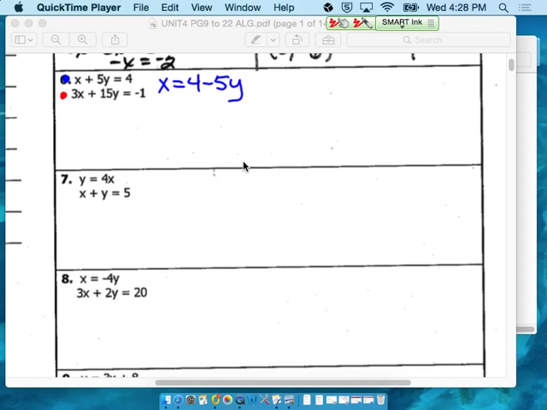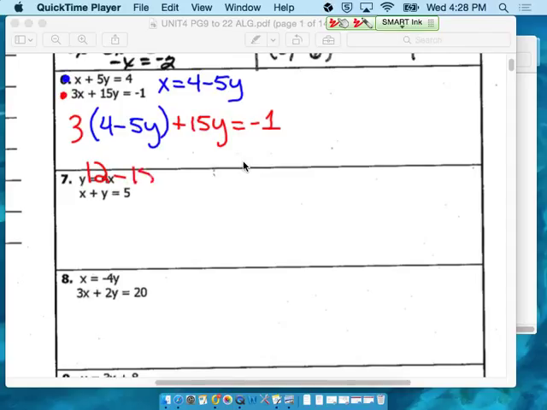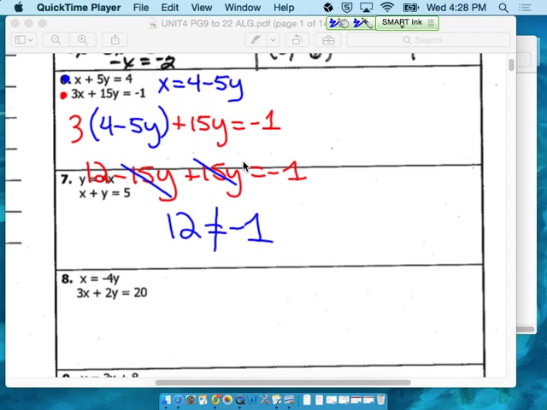So that means that in the red equation, in place of the x, I would write 4 minus 5y, making that substitution, which is why this is called the substitution method. And now I can take this equation and solve this for y. So I have 12 minus 15y plus 15y equaling negative 1. I can see that negative and positive 15y sum to 0, leaving me with this false outcome or a false statement. When this happens algebraically, you conclude that this system has no solution because the lines are parallel.